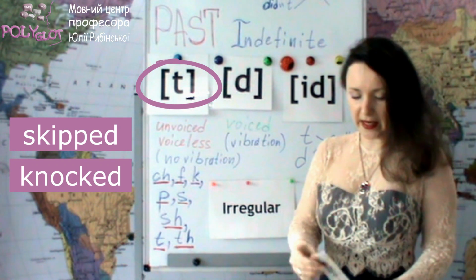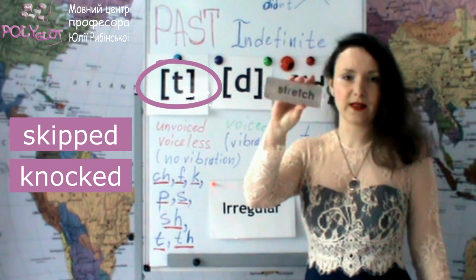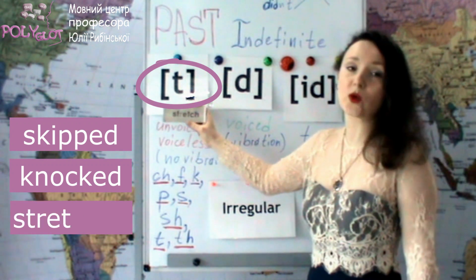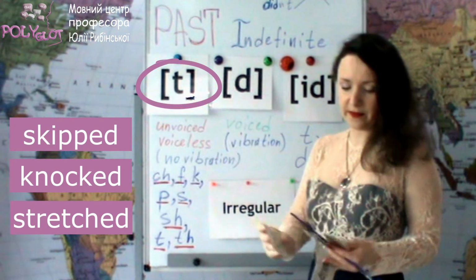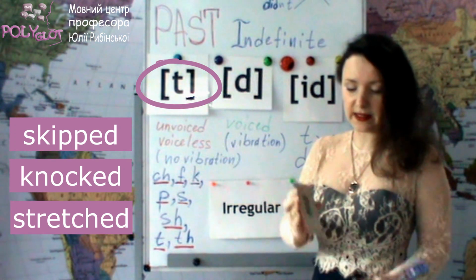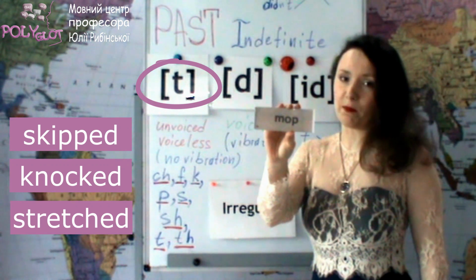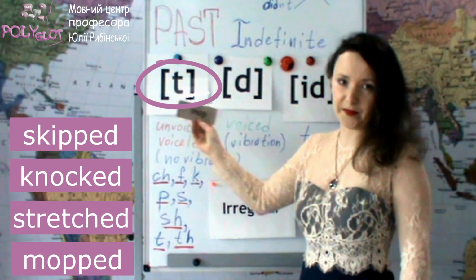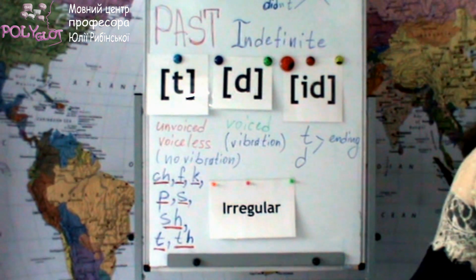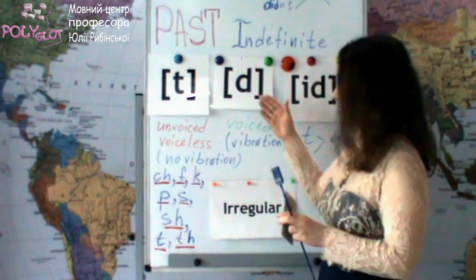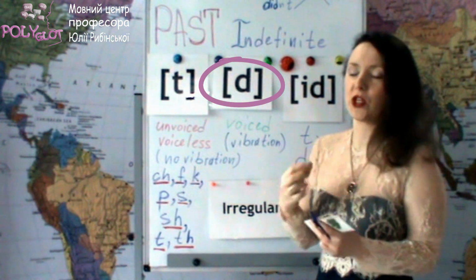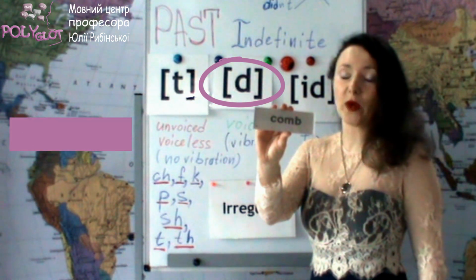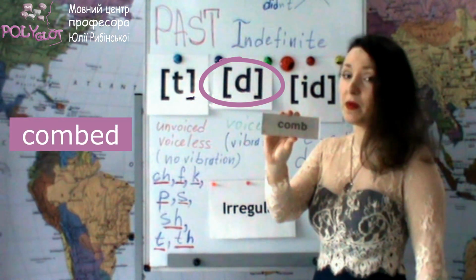The third word is stretch, ch. We pronounce it as stretched. And the last word is mop. We pronounce it as mopped in the past. Next, we are talking about voiced sounds with vibration. For example, comb. We add ed and the pronunciation will be combed.